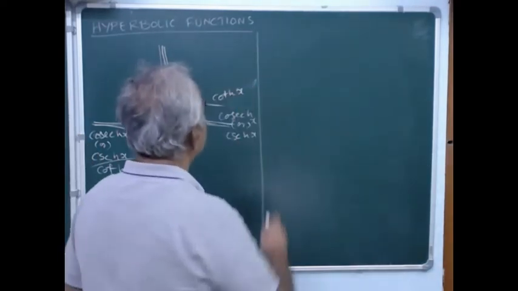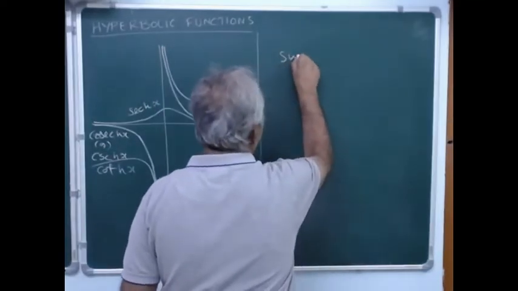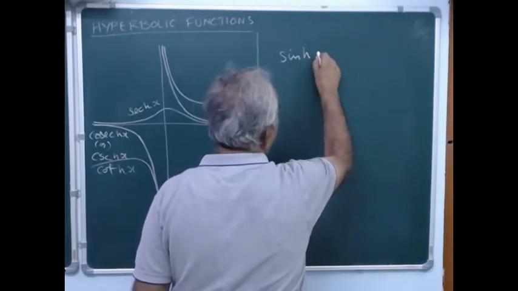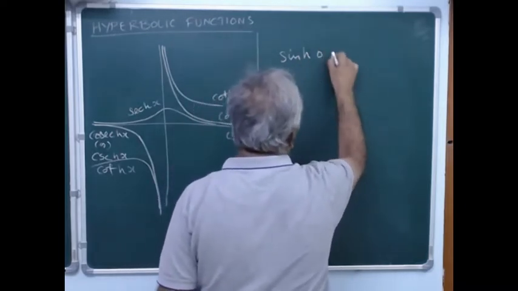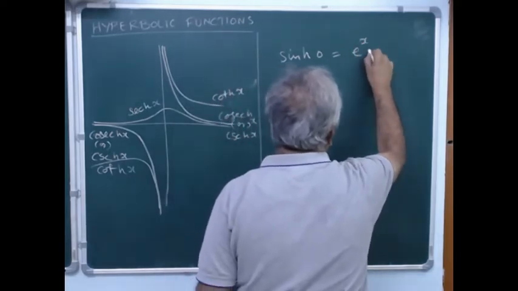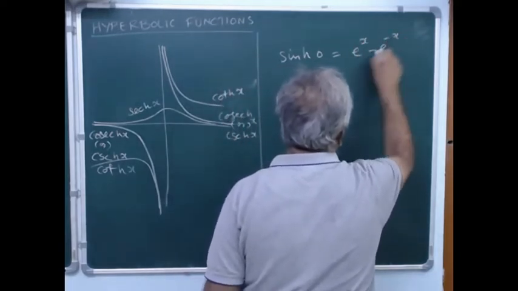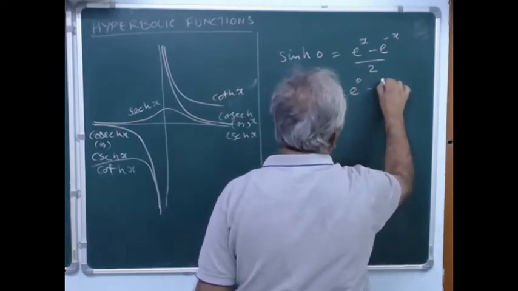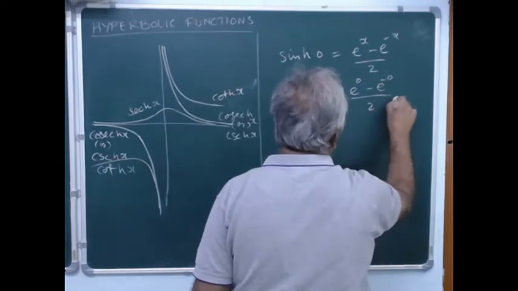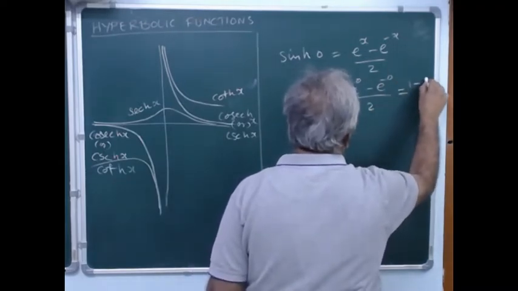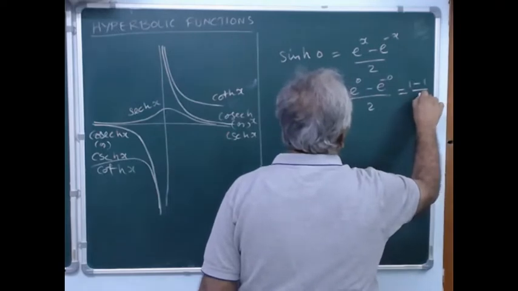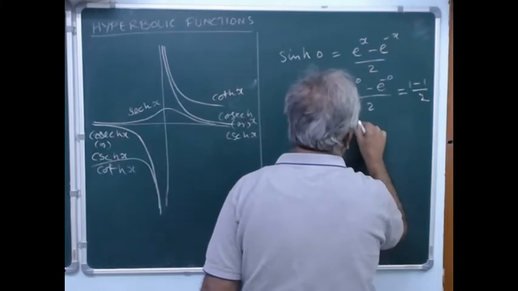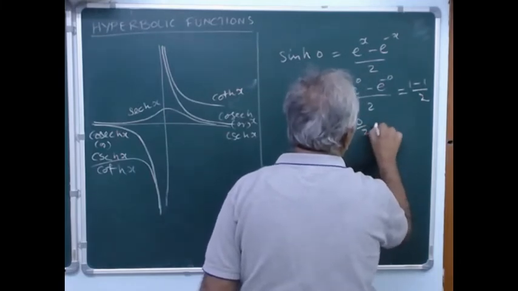Now let us discuss the hyperbolic sine function of 0. We already know that it is e power x minus e power minus x divided by 2. So this is e power 0 minus e power minus 0 whole divided by 2, that is equal to 1 minus 1 divided by 2, that is 0 by 2, that is 0.